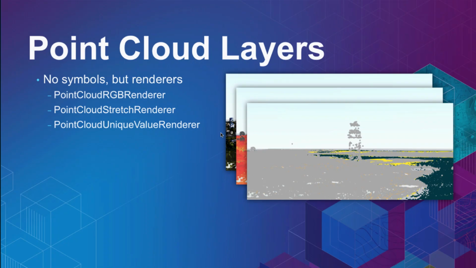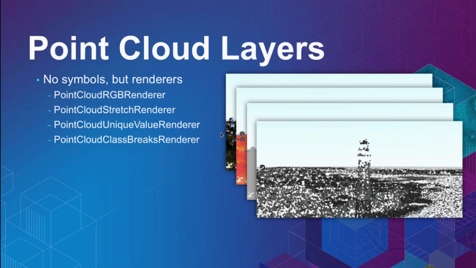And then there's the unique value renderer, exactly the same concept as the unique value renderer you've already seen, and the same with ClassBreaksRenderer. The only thing is, with these renderers, you can only ever assign the color to the symbol, not anything else.